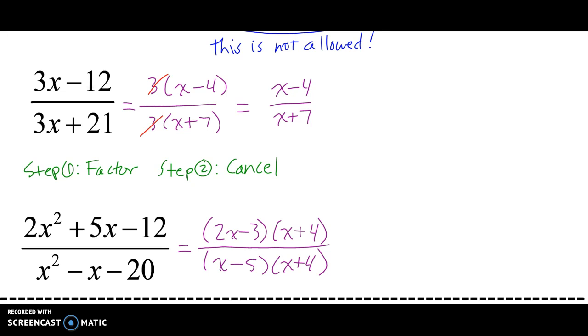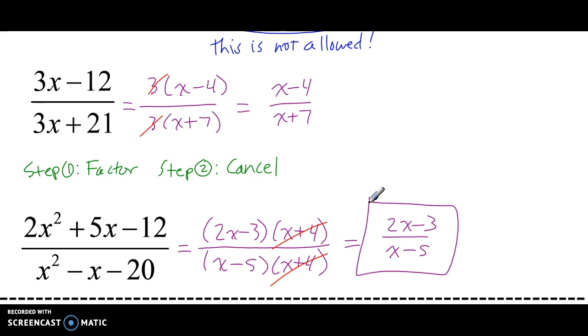And you'll notice once all the factoring is done, the canceling is obvious. There's a common factor in the top and bottom of x plus 4, so that cancels out. Leaves us with the answer of 2x minus 3 over x minus 5.